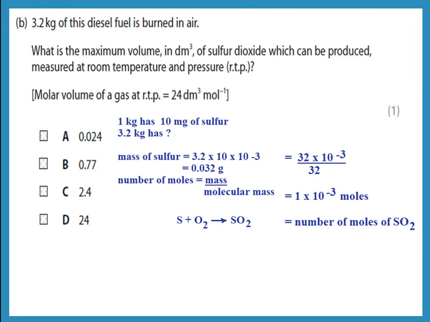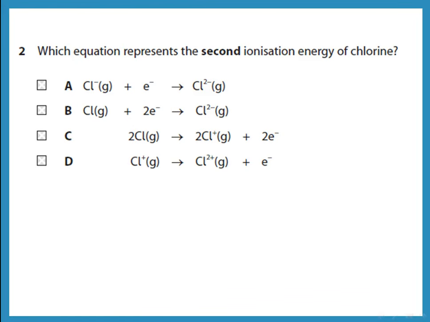Now, you should realize that if I write the equation sulfur plus oxygen to give sulfur dioxide, the number of moles of sulfur is the same as the number of moles of sulfur dioxide from the comparison in the equation. So in order to get the volume of sulfur dioxide, you should remember that number of moles is volume over 24. So the volume is number of moles times 24. The number of moles that we got is 1 times 10 to the minus 3, times 24. That means that the volume is 0.024 decimeters cubed. Do we remember these equations? Well, we should remember these equations in order to be able to calculate.